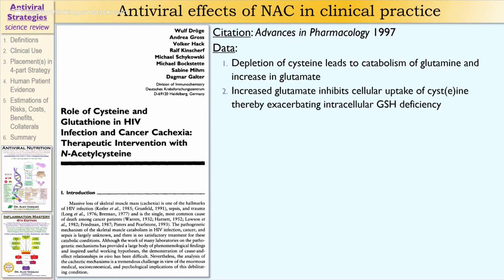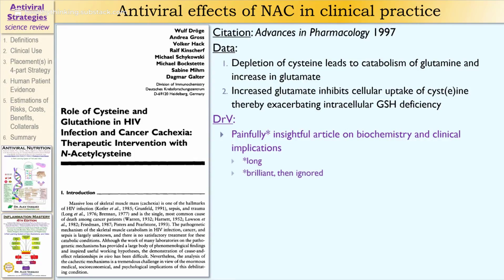Increased glutamate inhibits cellular uptake of cysteine, thereby exacerbating intracellular glutathione deficiency. So my take on this, as I said before, this is a painfully insightful article on the biochemistry and clinical implications of NAC therapy, especially but not exclusively relevant to HIV infection. It's a long article, and it was brilliant and then ignored, and that's the painful part of this article. So we can all suffer through a long and complex article, but to see such a brilliant article then ignored by the medical profession as a whole is really a tragedy.